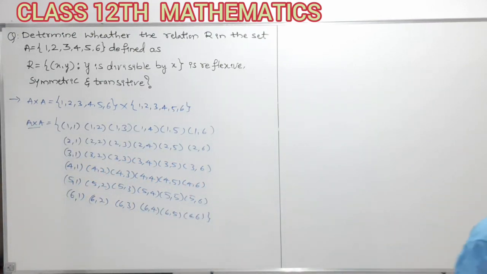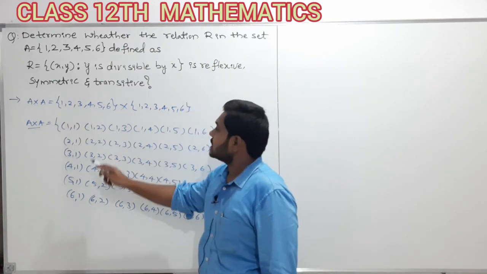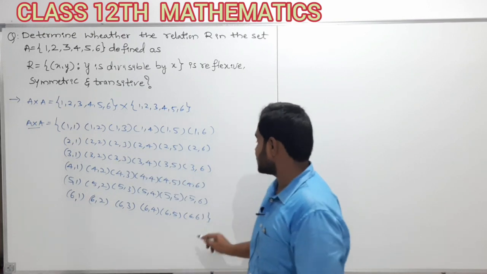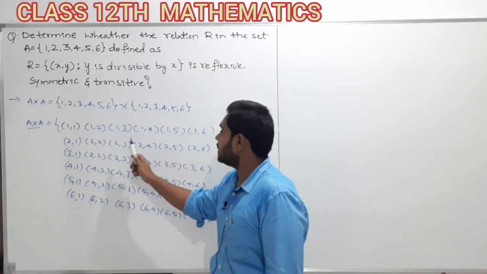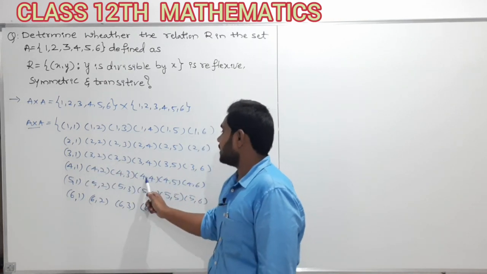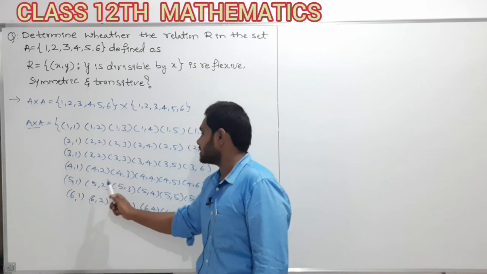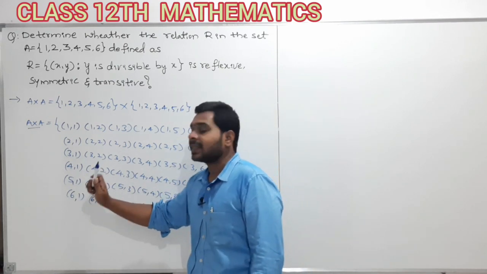So how many elements do we have in A cross A? Please observe. In A cross A, we have 1, 2, 3, 4, 5, 6. 6 into 6, so 36 elements must be there. So 1, 2, 3, 4, 5, 6, 7, 8, 9, 10, up to 36.